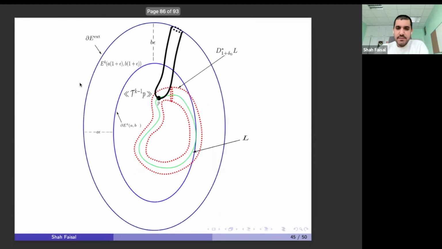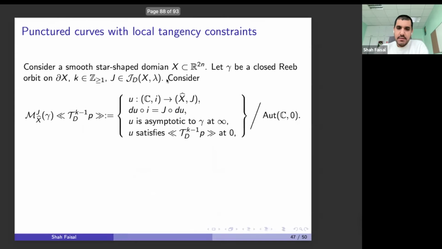Of course, this is based on the observation that these holomorphic planes have a non-vanishing count. So here I quote a theorem. In general, you take a smooth star-shaped domain and a closed Reeb orbit on the boundary, and choose an almost complex structure which is of SFT type, and consider planes that are holomorphic and asymptotic to the orbit gamma and satisfy this constraint in the interior of the domain.